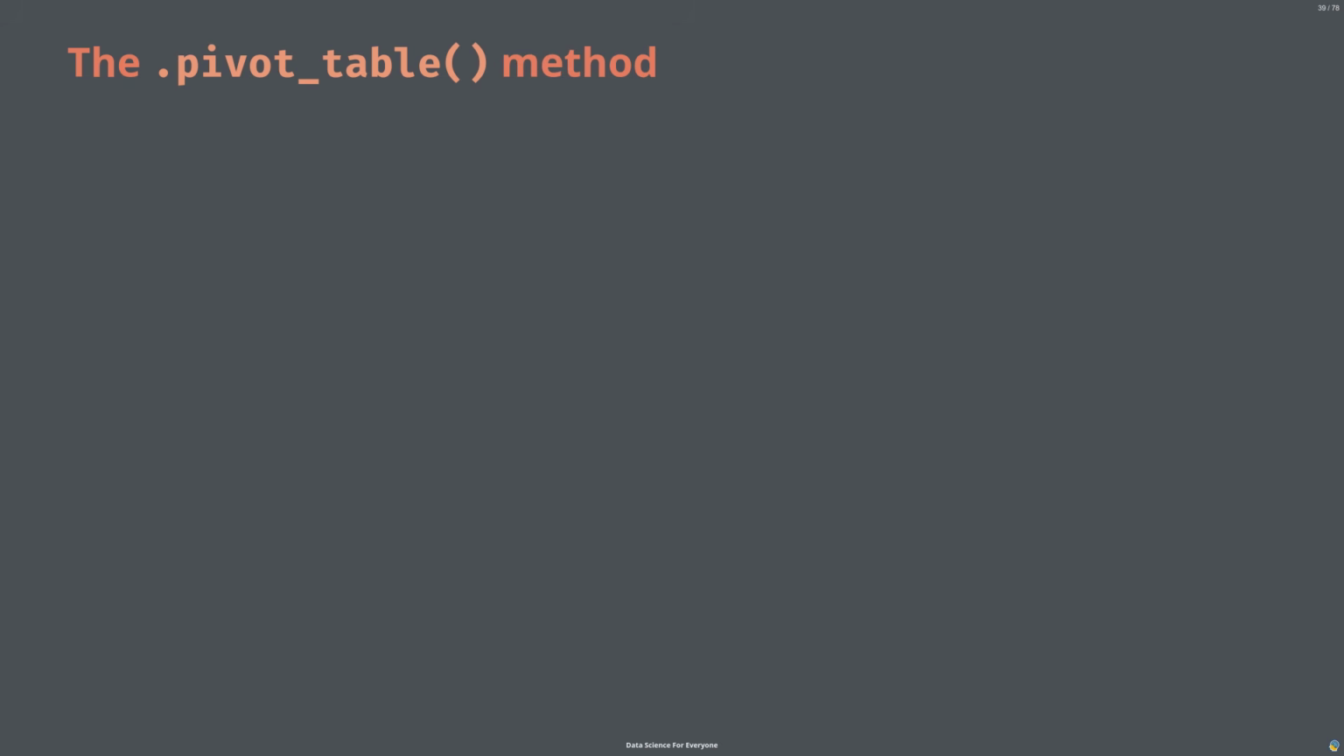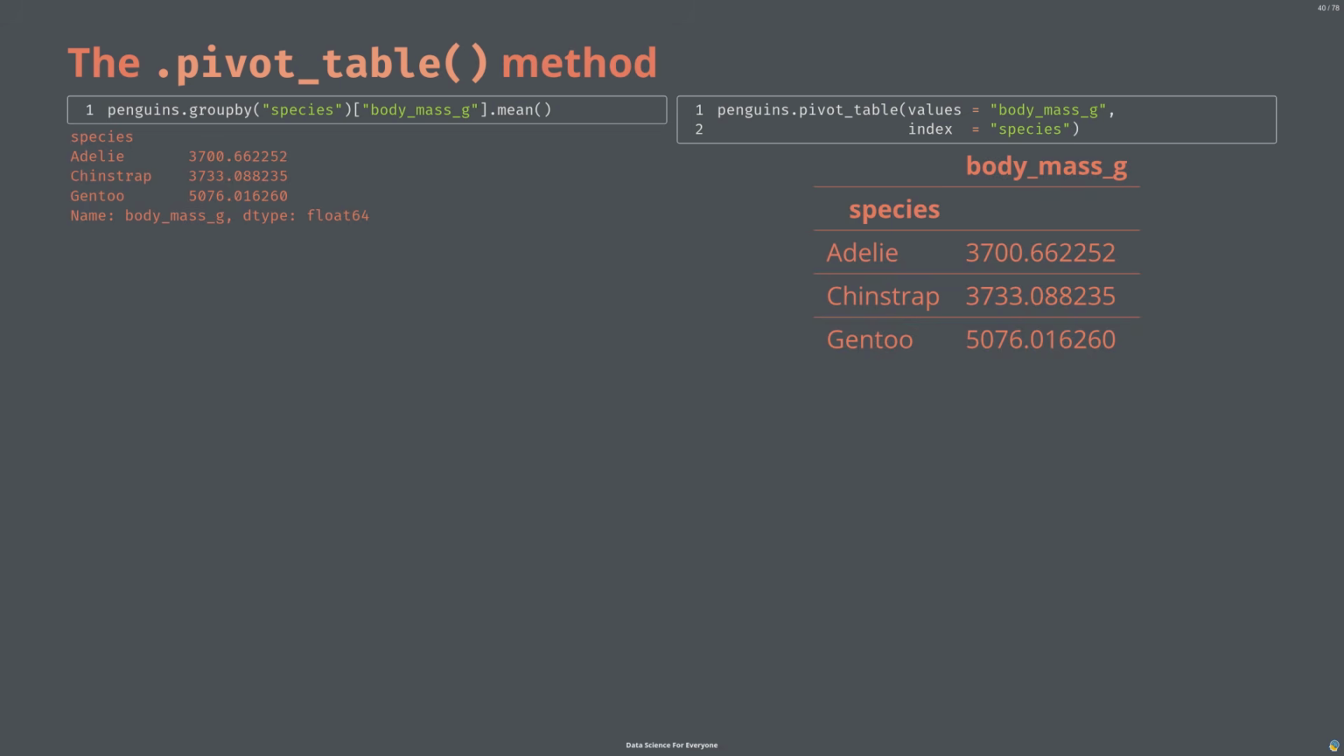Pivot tables are another way to calculate grouped summary statistics. If you have ever used a spreadsheet, you have probably worked with pivot tables before. Let's see how to create them in Pandas. Previously, we grouped penguins by species and calculated their average body masses. We can do the same thing using the pivot table method in Pandas. The values argument specifies the column you want to summarize, and the index argument is the column you want to group by. By default, pivot table calculates the mean for each group.